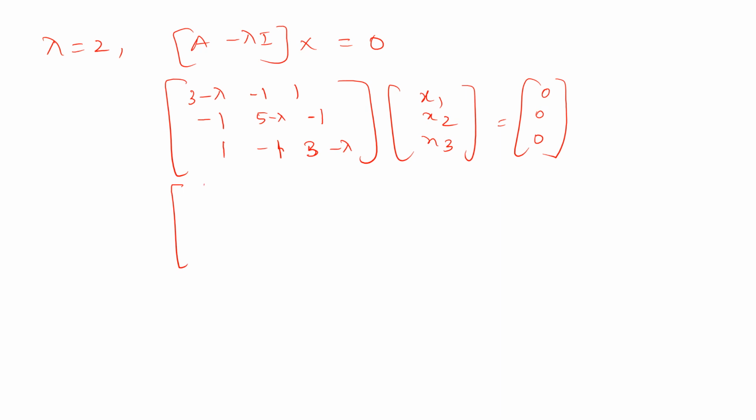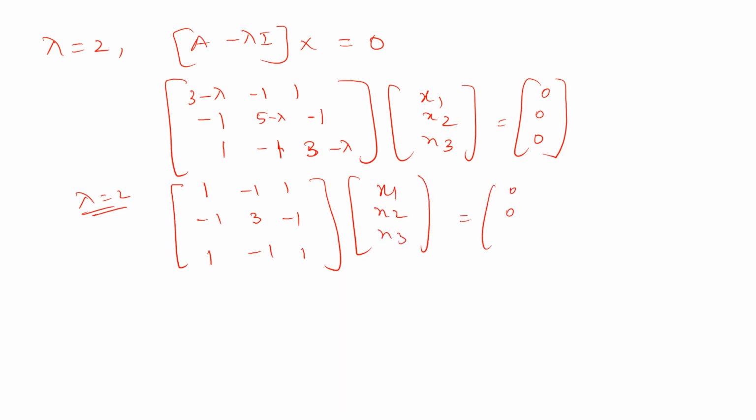So 3 minus 2 is 1. If you put lambda equal to 2, the matrix is [1 -1 1; -1 1 -1; 1 -1 1] times x1 x2 x3 equal to 0 0 0. Here the first and third rows are the same, right? Since the first and third rows are the same, we cannot use both for finding the eigenvector.